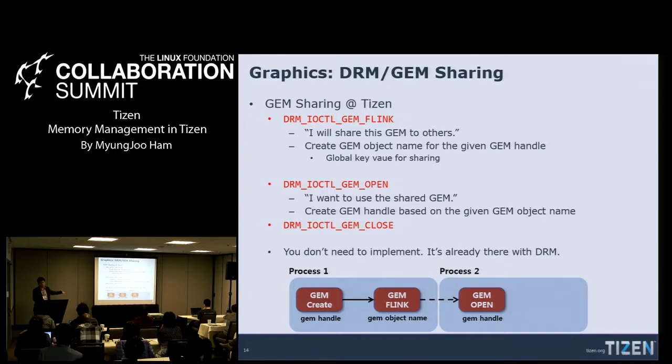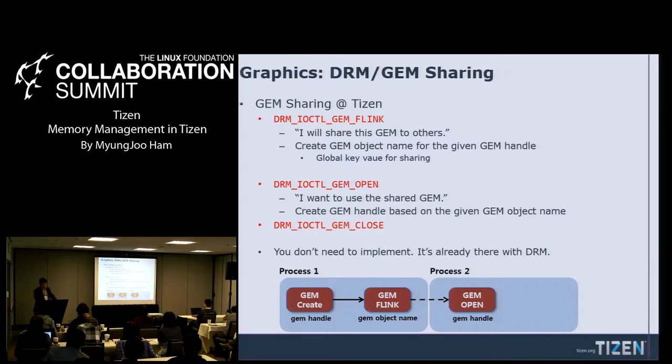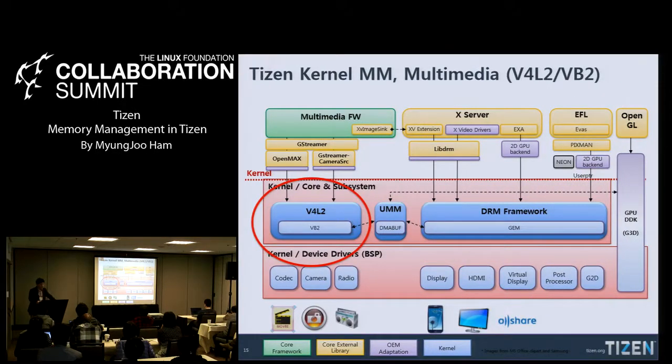Anyway, these APIs are already in the GEM framework, so you don't need to implement this. You just need to use this. And then another major component is V4L2, which is to support multimedia devices. And this V4L2 uses VB2, not GEM, to allocate memories. Well, this may look a bit inefficient because we are using two different memory allocators.